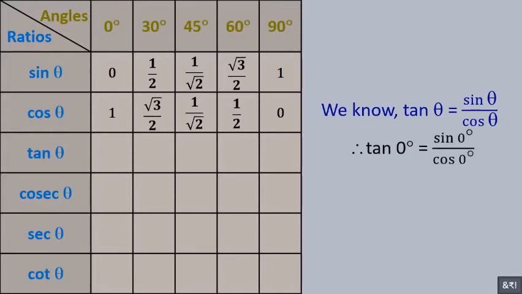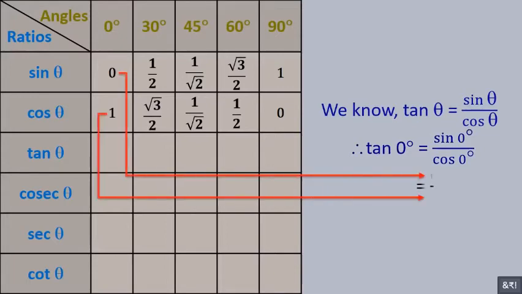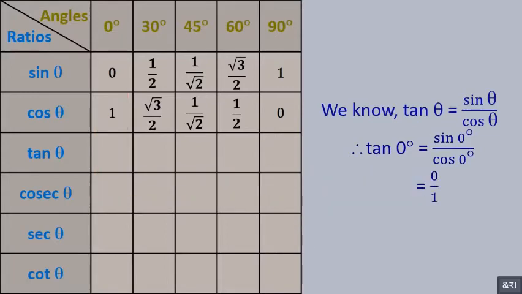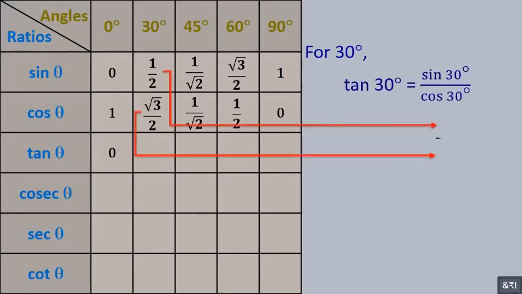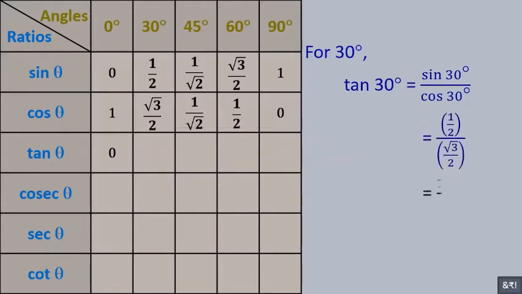Tan 0 equals sine 0 upon cos 0. This gives us 0 upon 1, that is 0 only. Next, tan 30 is equal to sine 30 upon cos 30. So we'll be dividing these two values: 1 upon 2 divided by under root 3 by 2. On simplifying, we get the value as 1 upon root 3.